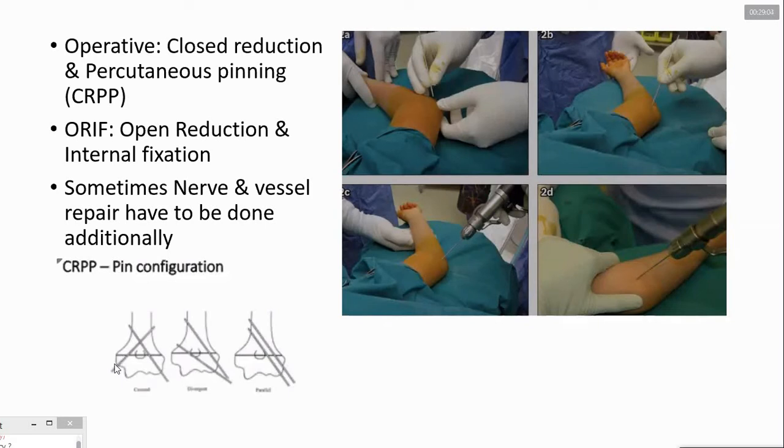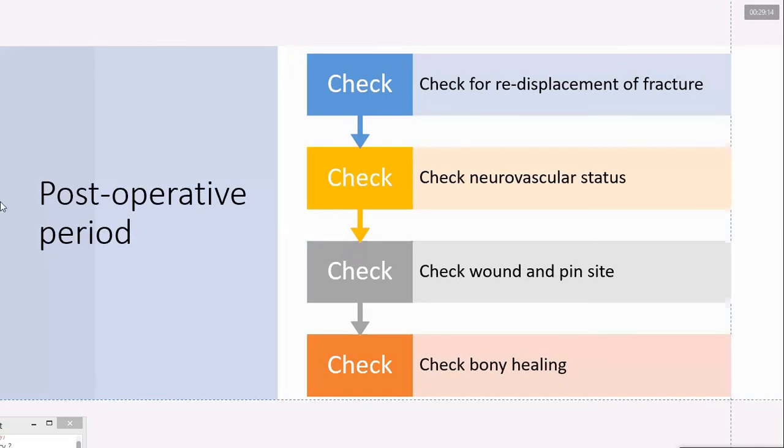So if you are scared about that, it's always safe to put two lateral condyle pins, divergent as well as parallel. Post-operatively, we check for redisplacement of the fracture, because that can occur. The child is restless, and you can always have a redisplacement of the fracture. So that needs to be checked by weekly X-rays being done. Check the neurovascular status immediately post-operatively.